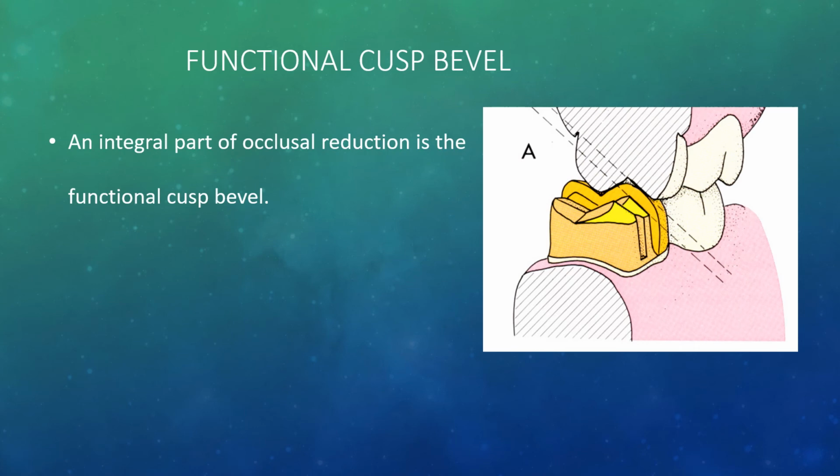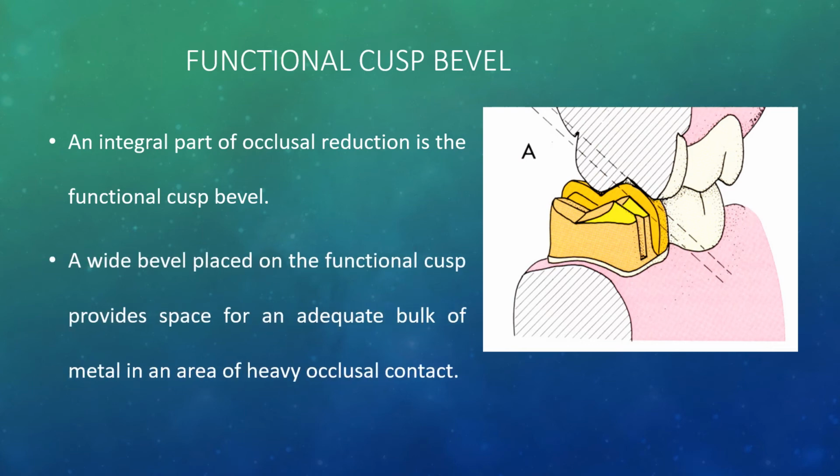So as you see in the picture, your functional cusp bevel is most important for you, and as a part of your preparation, you must provide a functional cusp bevel, so that it provides adequate bulk for the metal in that particular area and avoids heavy occlusal contact.